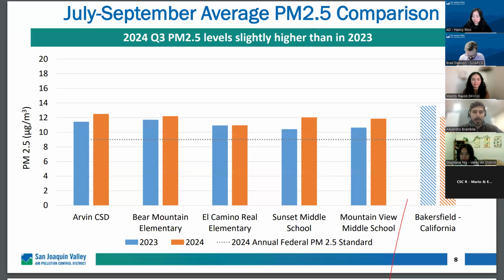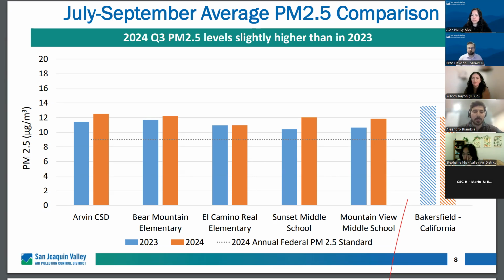So onto the data side of things. This graph compares a quarterly PM 2.5 average between 2023 and 2024. This is from July through September of last year in 2023. So the blue bars you see here represent 2023, the orange 2024. The striped bars to the right represent a nearby regulatory site, just for comparison. So the monitoring sites are also listed below under the bars.